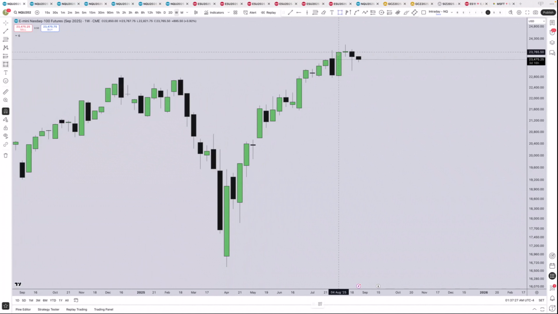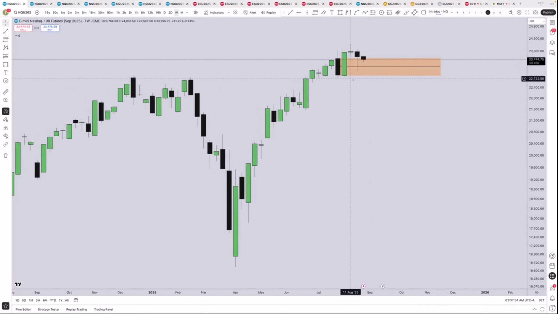This is the NQ weekly chart, and if you look at it, there is this big bullish order block that's resting. What did the price do last week? It traded into this order block and then finally closed above it, right? Just looking at this chart, this price action looks bullish, right?